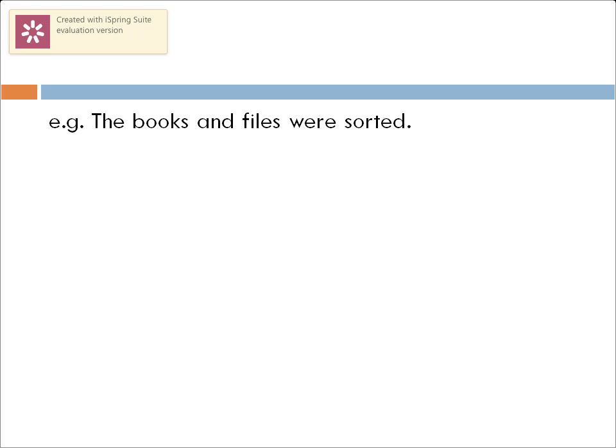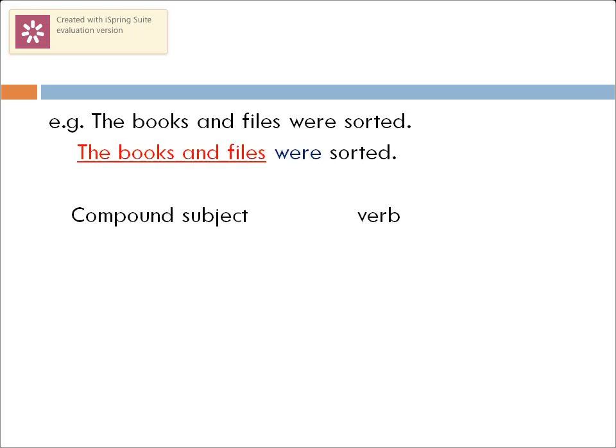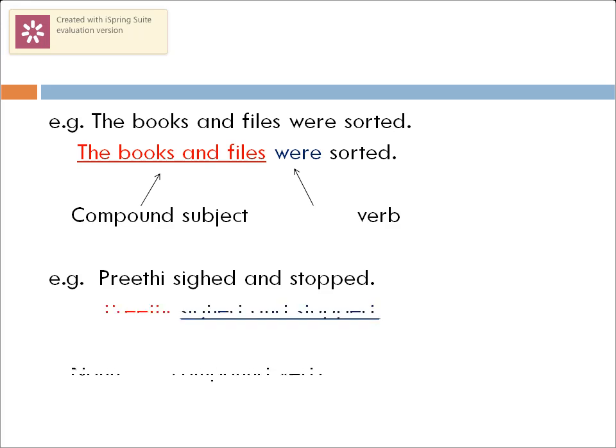Sometimes simple sentences can have a longer subject. Like here, the books and files were sorted. We find that the subject here, the books and files, is a compound subject, and the verb is were. Let's look at another example. Preeti sighed and stopped. We find the subject is Preeti, and sighed and stopped is a compound verb. We find two verbs together.